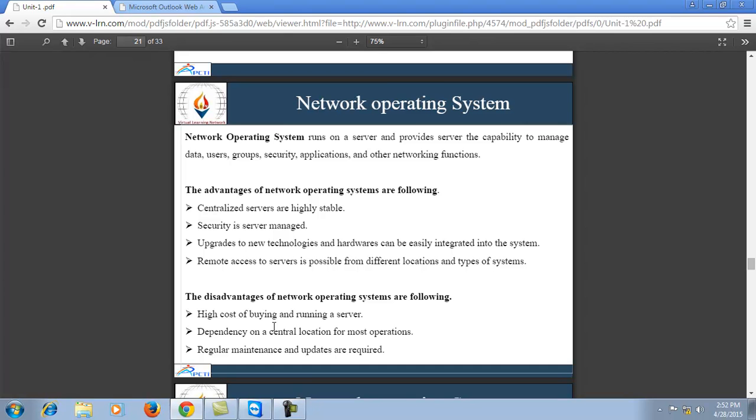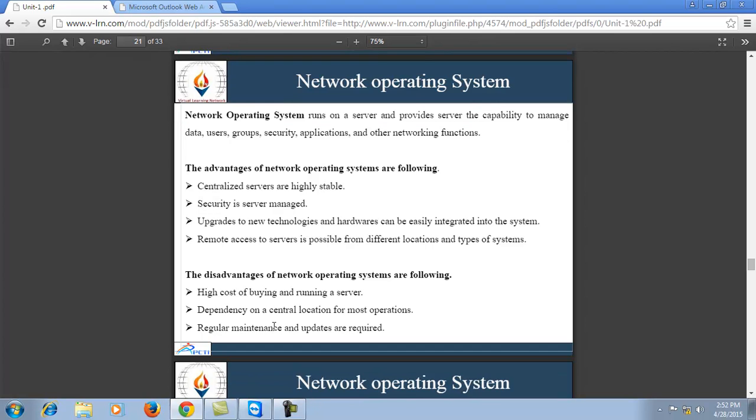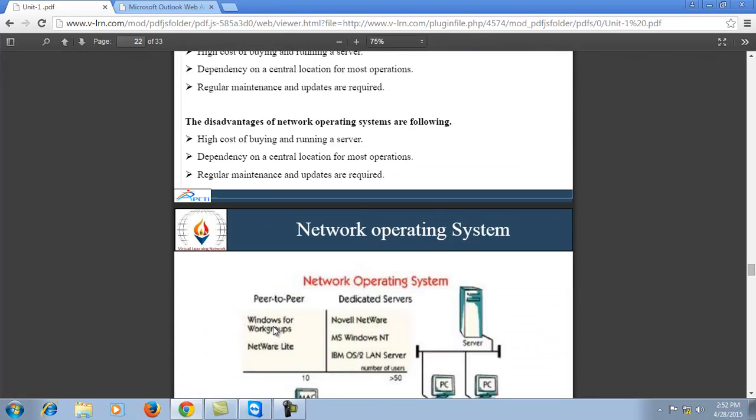Regular maintenance and updates are required because a number of devices are connecting with the server, and it is required regularly to maintain all the systems so that all the systems work properly and the network is established properly for providing access at the server level. Now come to the next topic. Next is network operating system.